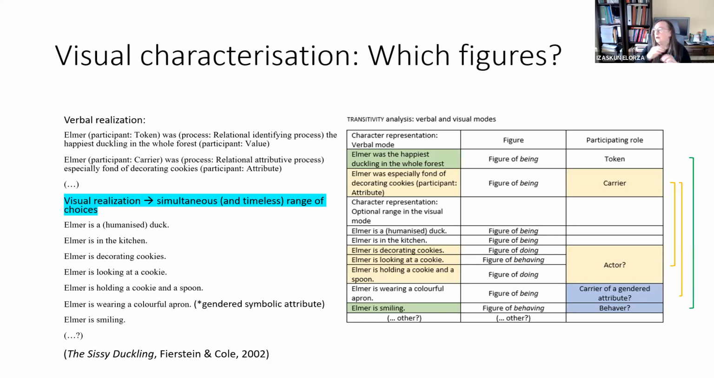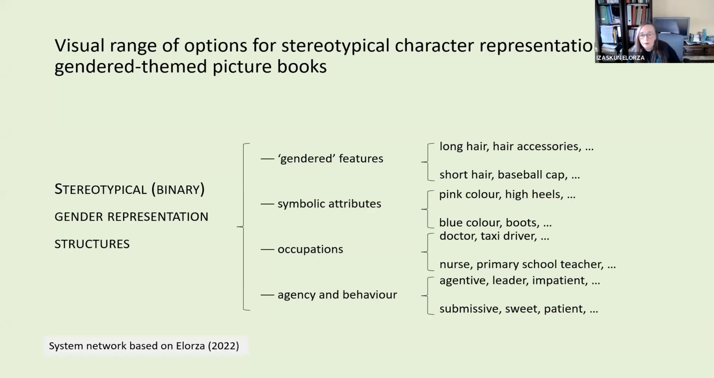Typically, even if unconsciously or very consciously, we are looking into how they are mirroring or connecting the visual and the verbal. So here, what happens is that we are saying, well, this is a figure of doing, because what I see as the main meaning construed is that Elmer is holding a cookie and a spoon and smiling. So typically we are going to have a combination of those, but we have to decide all the same.